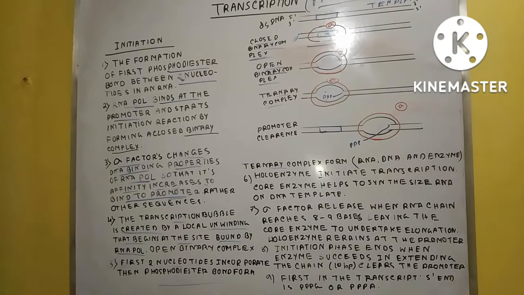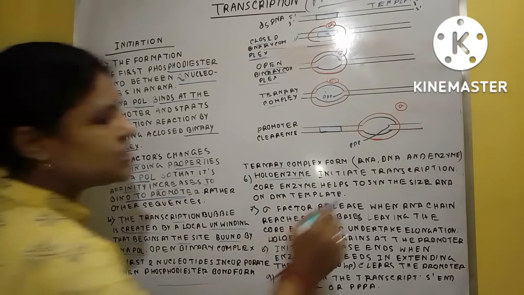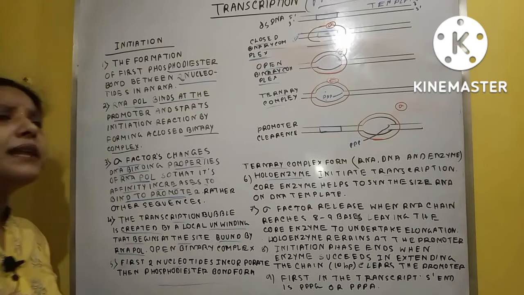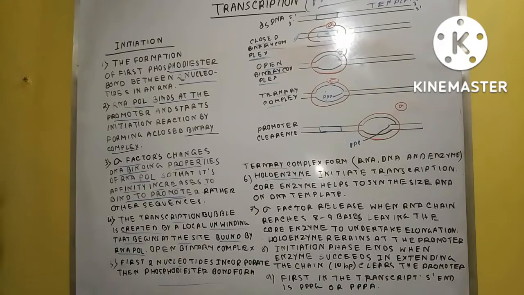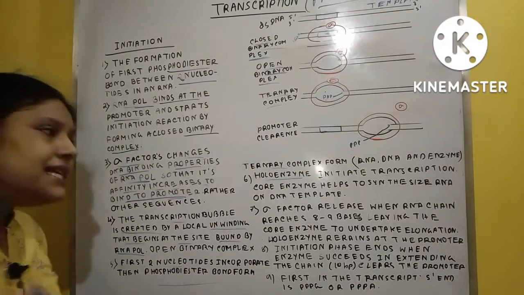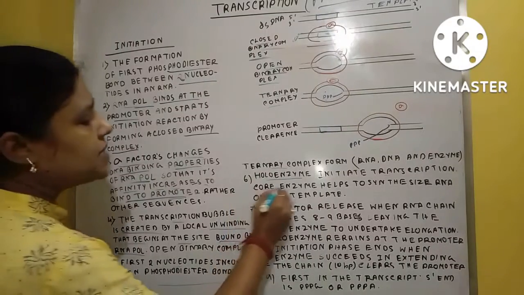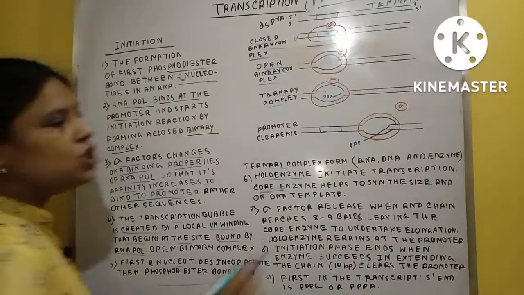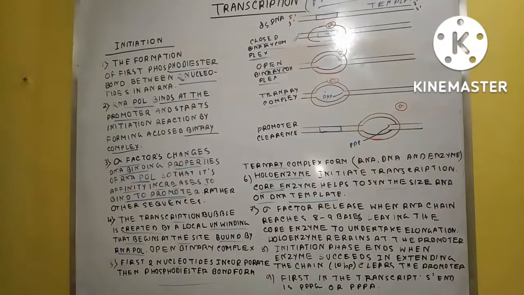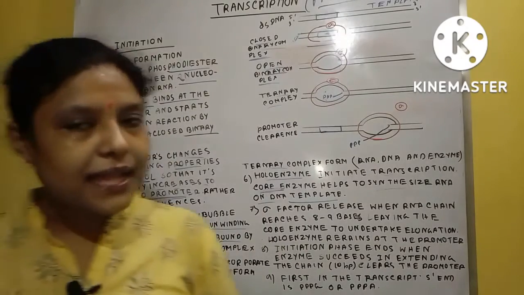The next one, what happened? The holoenzyme initiates the transcription process. You know the holoenzyme as the RNA polymerase containing the sigma factor, and this initiates the transcription process. But the core enzyme's function is to synthesize the RNA on the DNA template. Actually, the holoenzyme is made up of the sigma factor and the core enzyme.